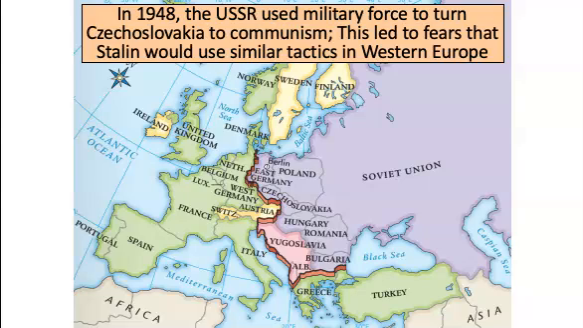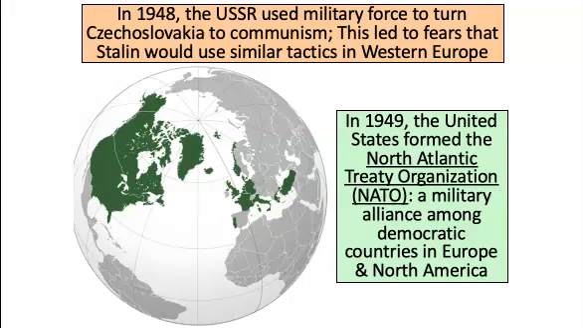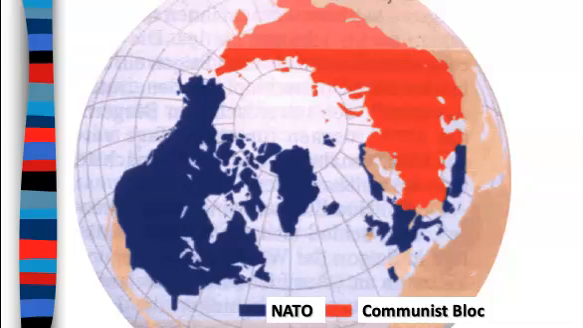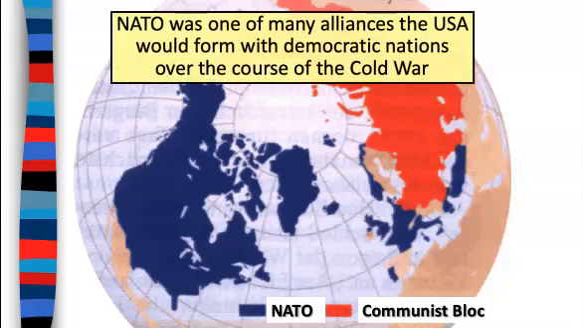Now, in 1948, the USSR used military force to turn Czechoslovakia to communism. This led to fears that Stalin would use similar tactics in Western Europe. In response, in 1949, the United States formed what is called the North Atlantic Treaty Organization, otherwise known as NATO. This is a military alliance among democratic countries in Europe and North America. And this was a military pact. You can see the different aligned countries under NATO in blue, which were against the Soviet Union and what became known as the Warsaw Pact, or the communist bloc, in red.